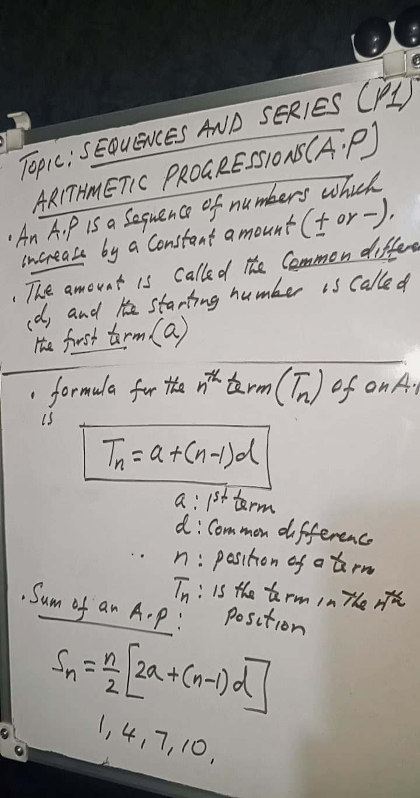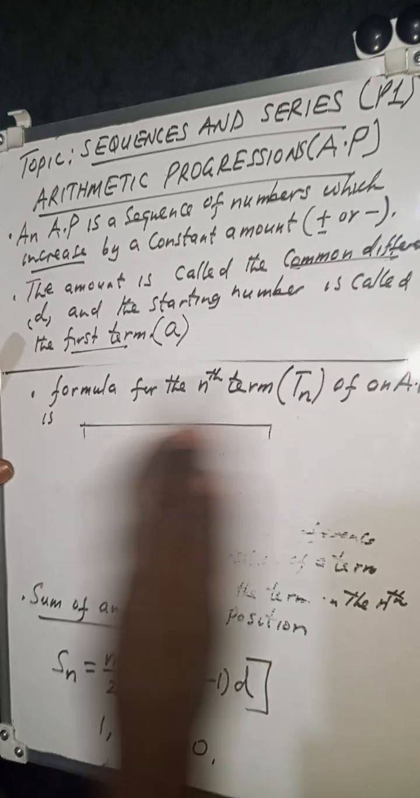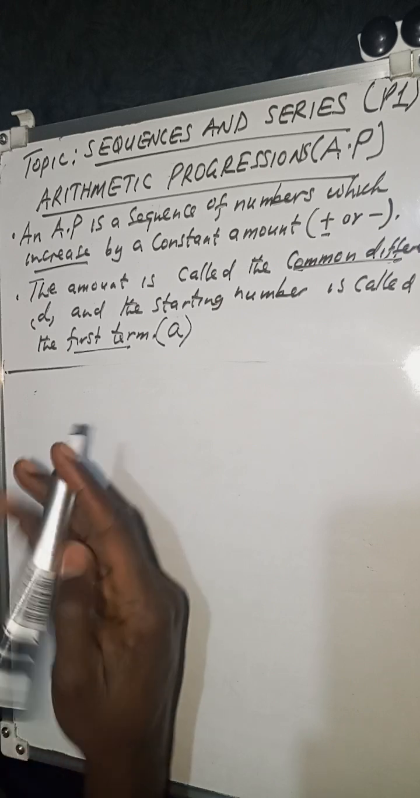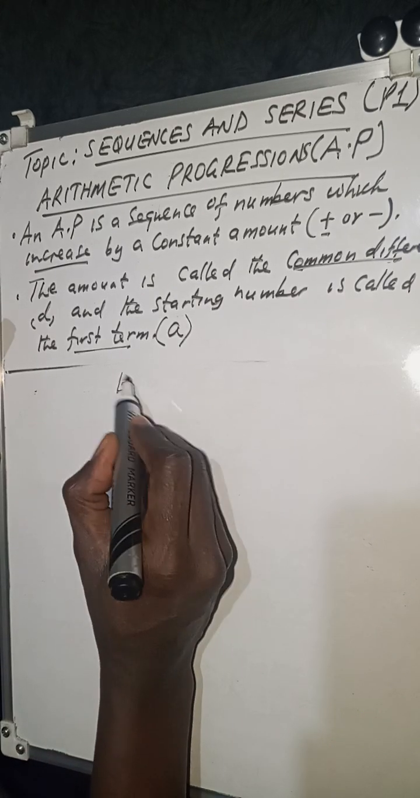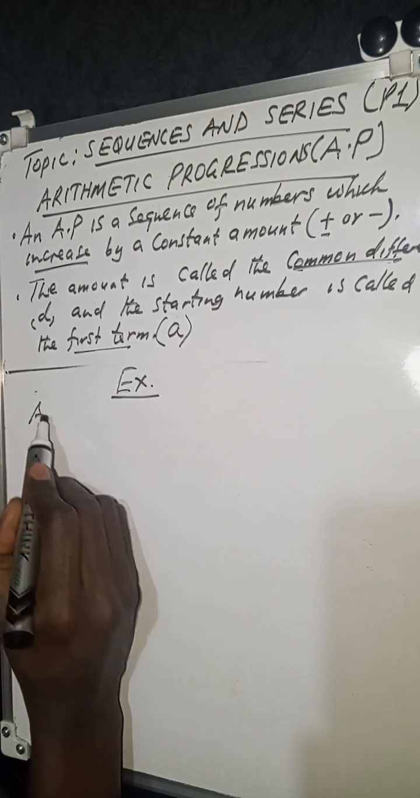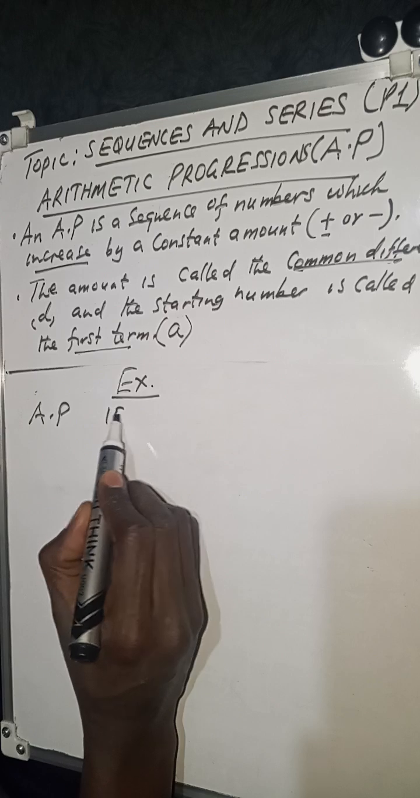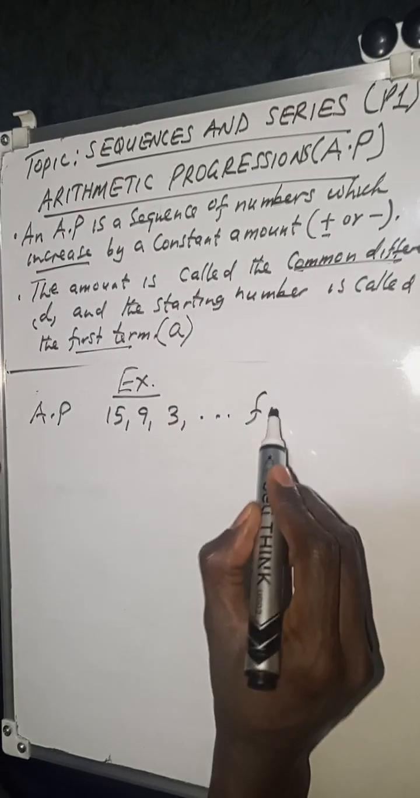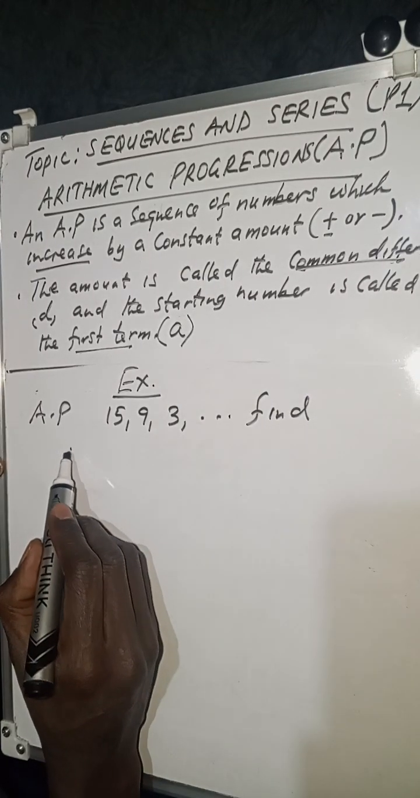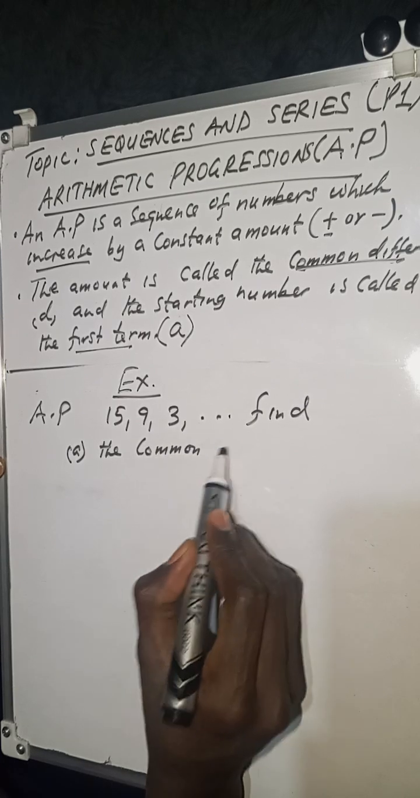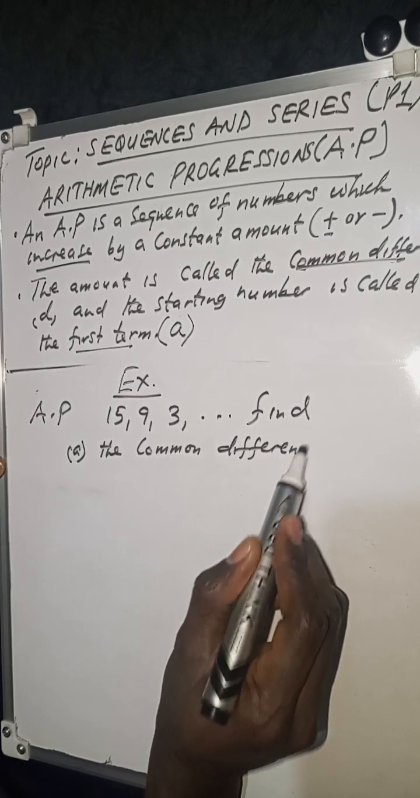All right. Let me show you some examples that we can deal with. Let me give you a sequence. Imagine that you have got an AP with the sequence 15, 9, and 3, and so on and so forth. And I simply tell you to find, a, the common difference.